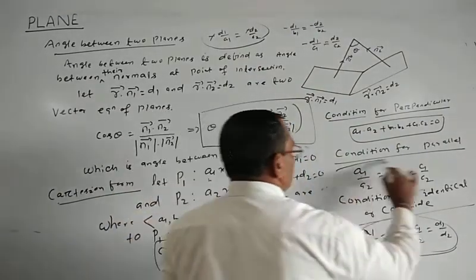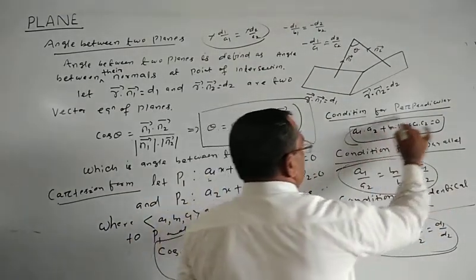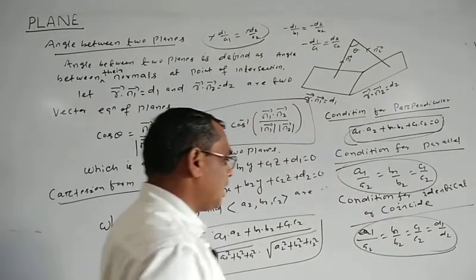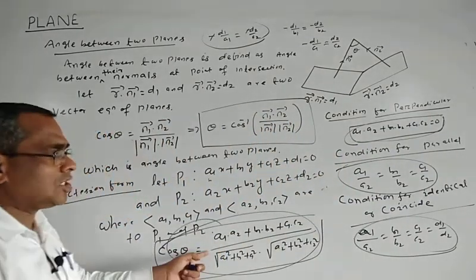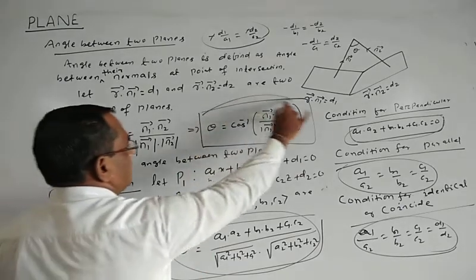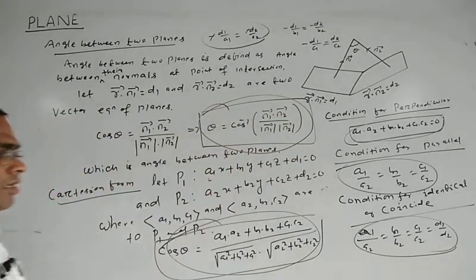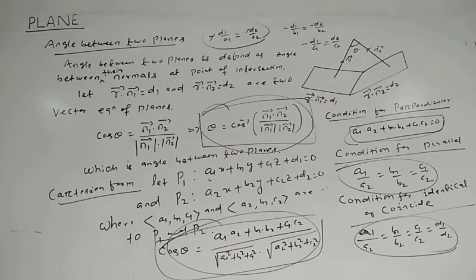This is the condition for two planes to be parallel, and this is the condition for two planes to be perpendicular. And this is the angle between two planes in Cartesian form, and this is the angle between two planes in vector form. Okay. Next we do some problems using the angle.